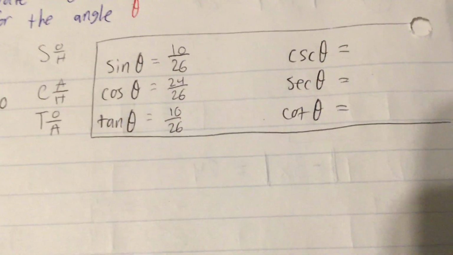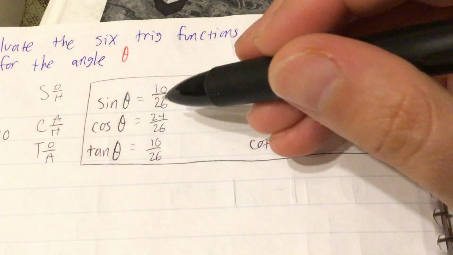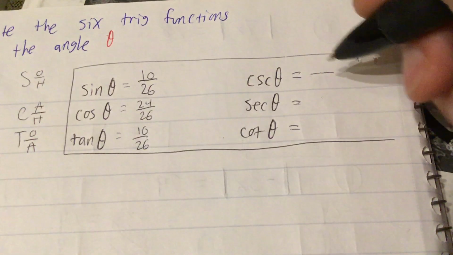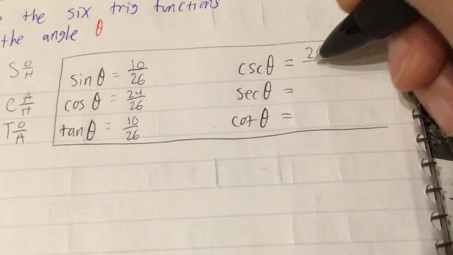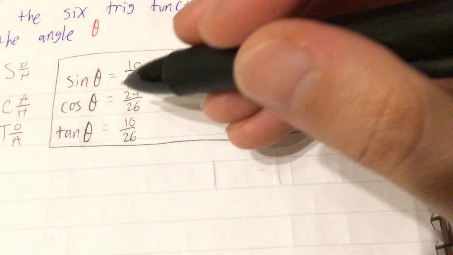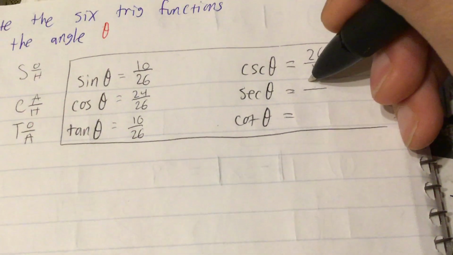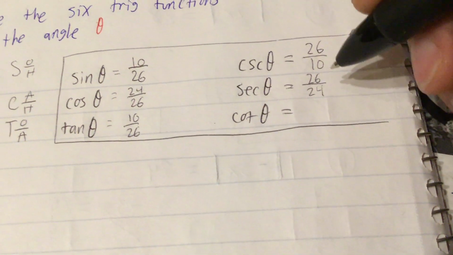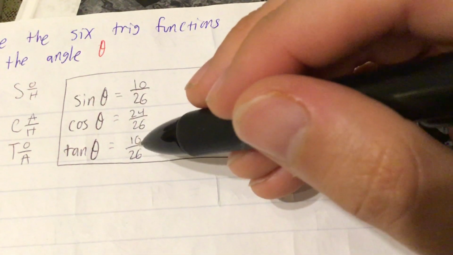But what I do want you to understand is the reciprocal of sine is the cosecant ratio. So we're going to take the sine ratio, flip it, and that's our cosecant. So if the sine is 10/26, then the cosecant would be 26 over 10. The secant is the reciprocal of cosine. So what is the reciprocal of 24/26? That'd be 26/24.